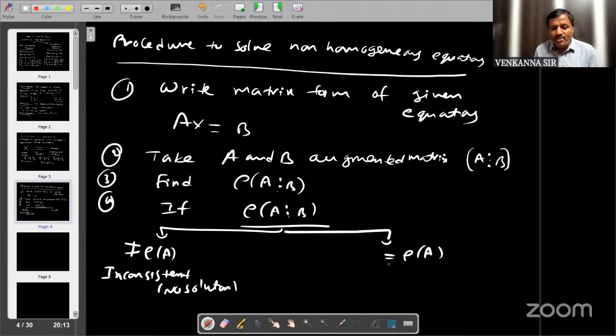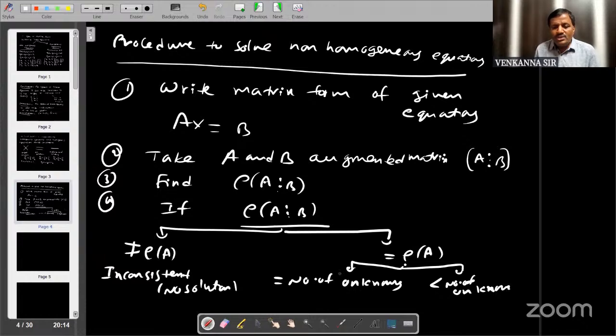If rank of augmented matrix equal to rank of A, there are two cases: if rank of augmented matrix equal to rank of A, that is equals to number of unknowns, and second one is less than number of unknowns. If equal to number of unknowns, the solution is called unique. In the other case it contains infinite number of solutions.